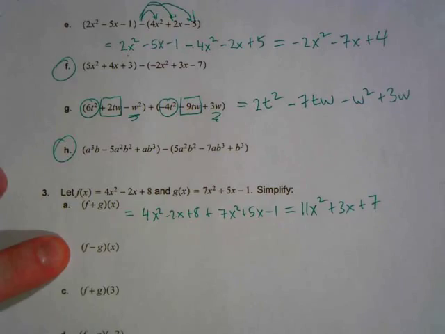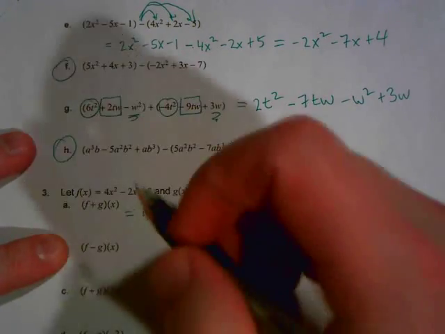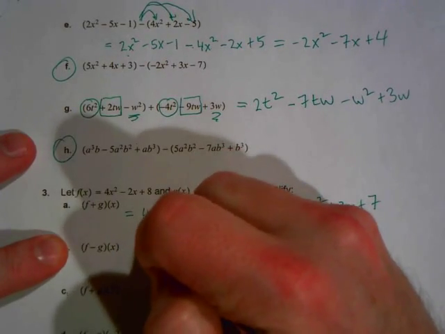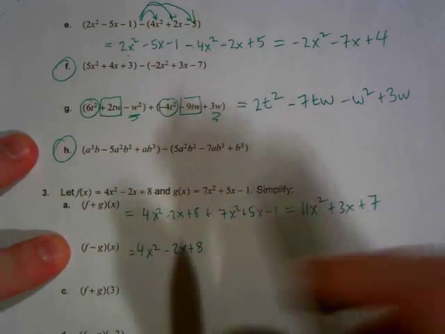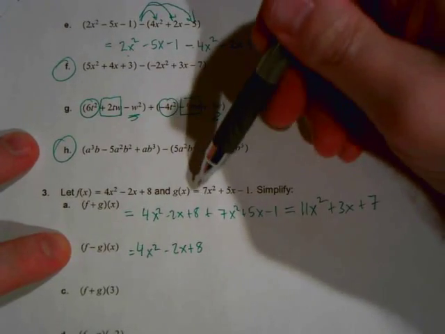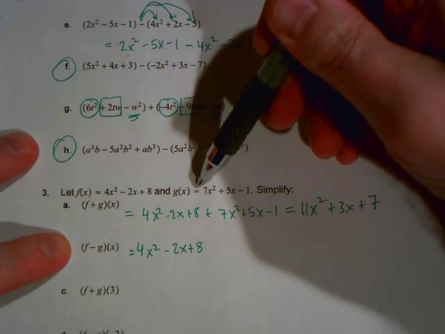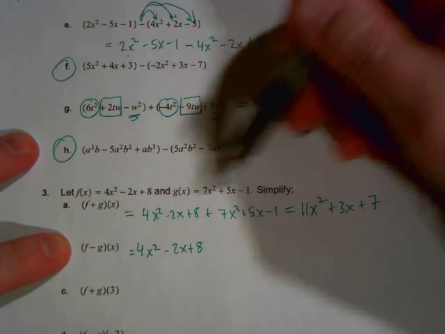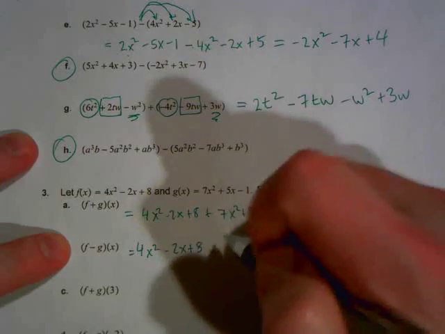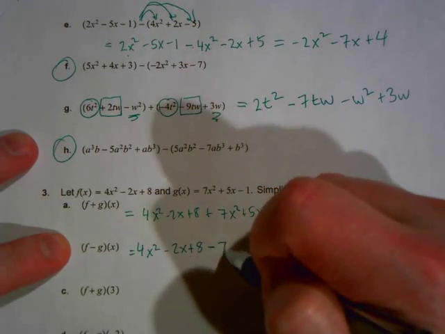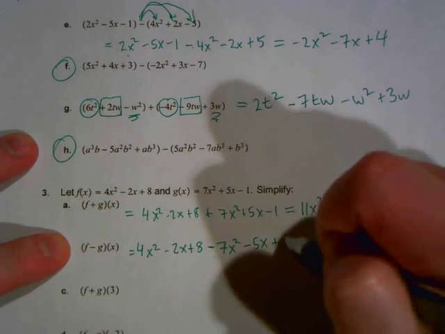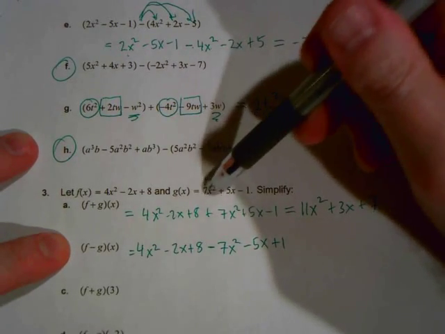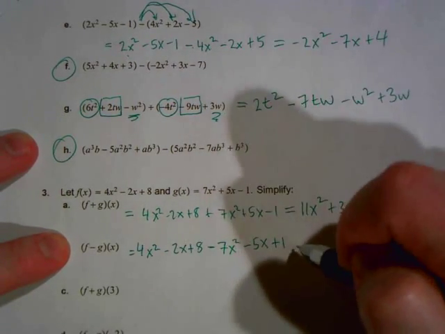F minus g means to simply subtract the two things. So I'm going to take 4x squared minus 2x plus 8, and I'm going to subtract, so I'm going to have a minus out front here, and again I'm going to take that minus sign and distribute it to all the pieces. So I'm going to write it all in one step here: minus 7x squared minus 5x plus 1. So I'm taking the minus sign and distributing it to all three pieces.